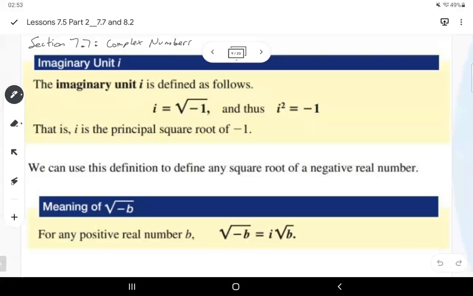Okay, so section 7. The first thing we're going to talk about is simplifying radicals with negative radicands, recognizing subsets of complex numbers, and adding and subtracting complex numbers. And then at the tail end, we'll add on our one objective from 8.2.